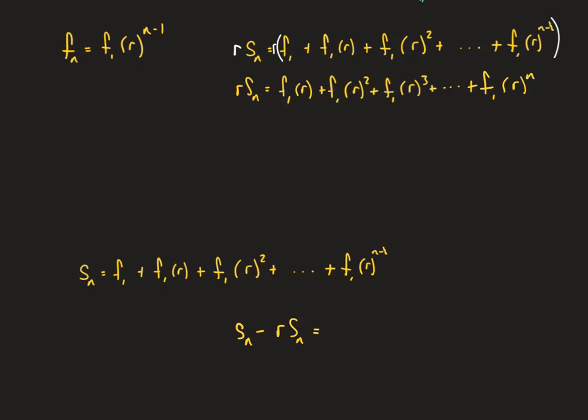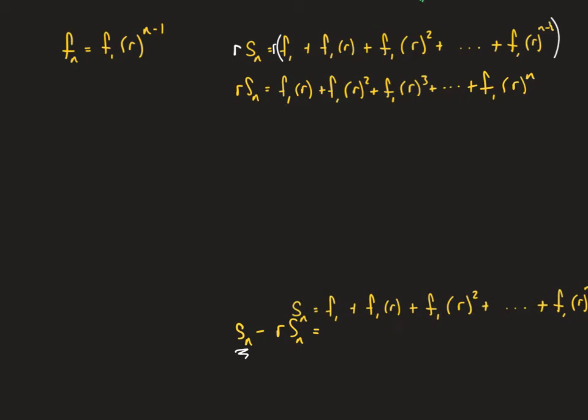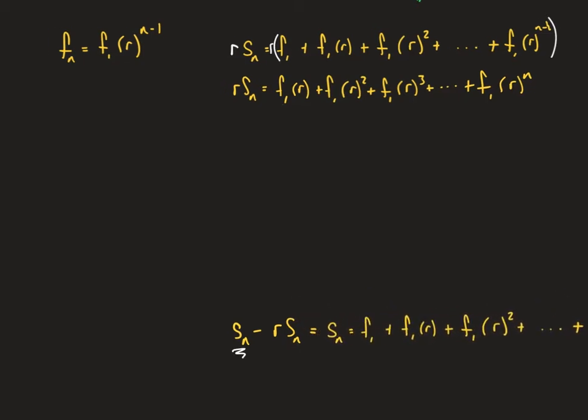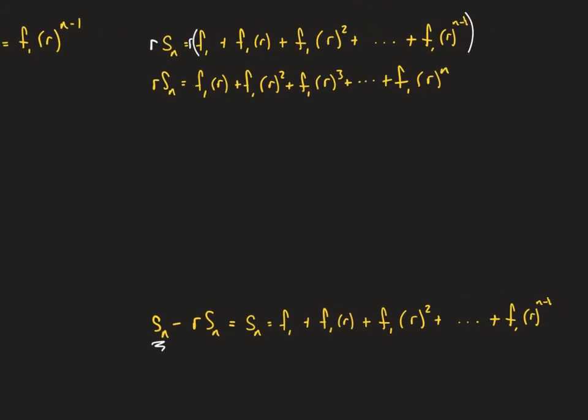So first I've got the series of the first n terms, which is this expression right here. So I can put that there. Okay. So that's that. And I'm subtracting r times the series of the first n terms.